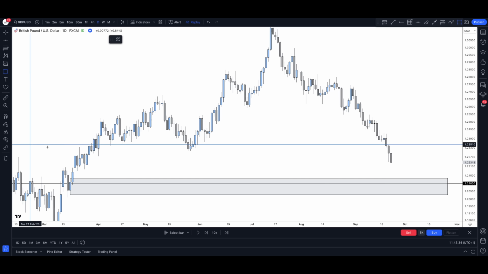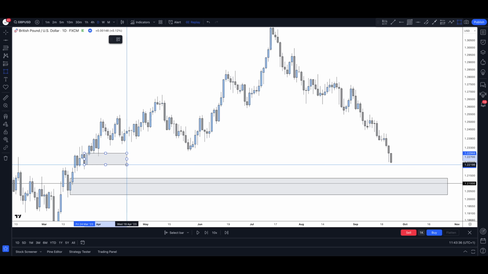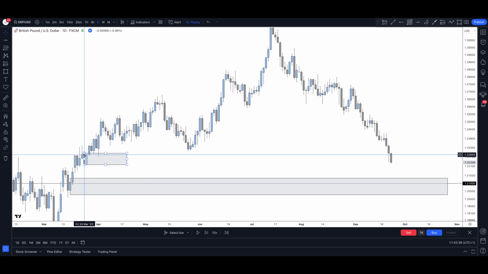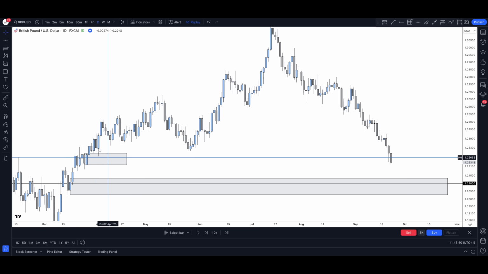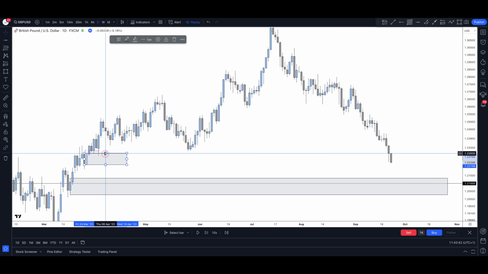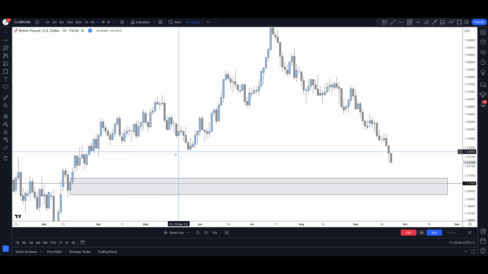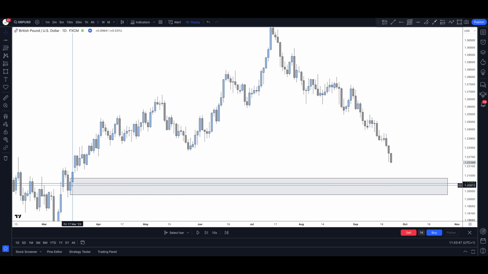Now you might be asking, isn't this a demand zone here, this consolidation before the large up move? Yes, it is, but the market has come back and retested it already, as you can see. Once the demand zone has been retested, it is no longer of use to us. This one has not been, so this is still in focus.